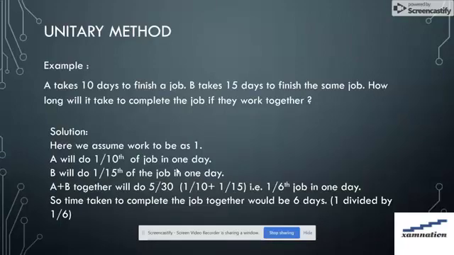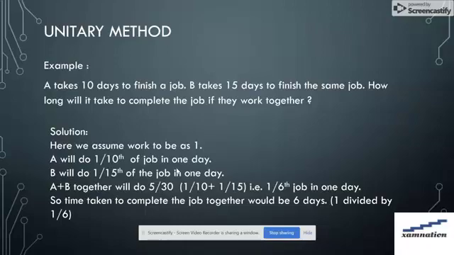So together again we need to add their individual work. So A plus B will do 1 upon 10 plus 1 upon 15 of the work in a day, that comes to 5 upon 30. Simplifying it, it is 1 upon 6. So now for the total time, we'll follow the same thing as we did in LCM, that is total work upon total work done in 1 day. Since here the total work is 1, we basically follow a shortcut of just reciprocating the job done in 1 day. So 1 upon 6 becomes 6 days.